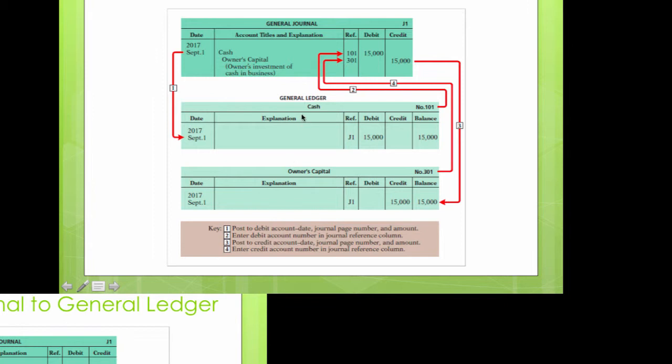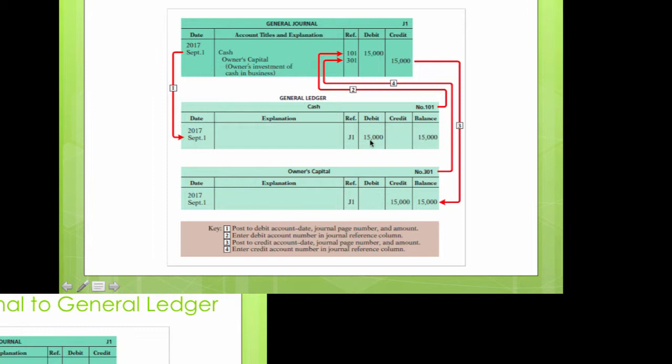In this case, it's cash and owner's capital. One extra component of the ledger is a column for balance. Basically, what you're going to be doing is, for each line that you post here in the ledger, you're going to find what that balance is.